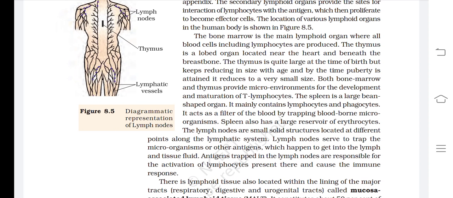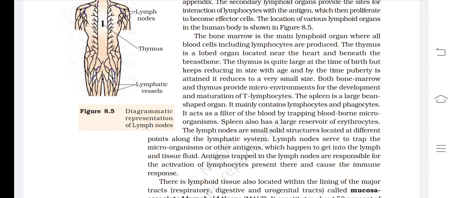The spleen is a large bean-shaped organ. It mainly contains lymphocytes and phagocytes. It acts as a filter of blood by trapping blood-borne microorganisms. The spleen also has a large reservoir of erythrocytes.